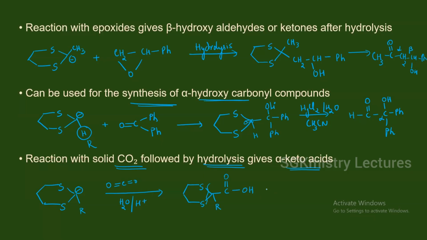Now again the hydrolysis will take place. So you have C double bond O, here R, and then you have COOH, right? So here we have alpha keto. So this is the alpha keto group present in the acid. So alpha keto acids are produced when the reaction with solid carbon dioxide is made with the 1,3-dithianes.